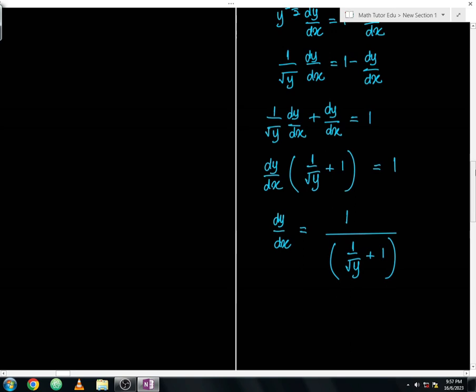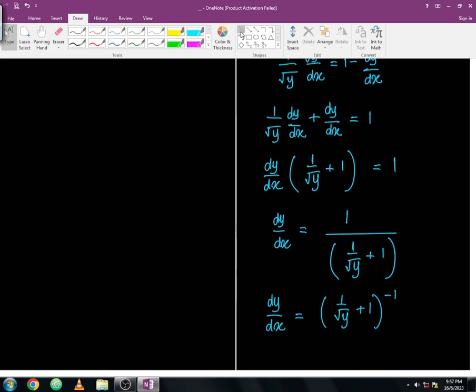Since we have 1 over square root y plus 1, with 1 in the numerator, we can just convert this into dy over dx in index form, where it will be 1 over surd y, or square root y, plus 1, to the power of negative 1. Because in your numerator you only have 1, guys, you can change this into negative 1. You can leave your answer in this way, or if you want to make it slightly better, you can leave it in the other way as well. It is up to you. From here, let us underline the solution.